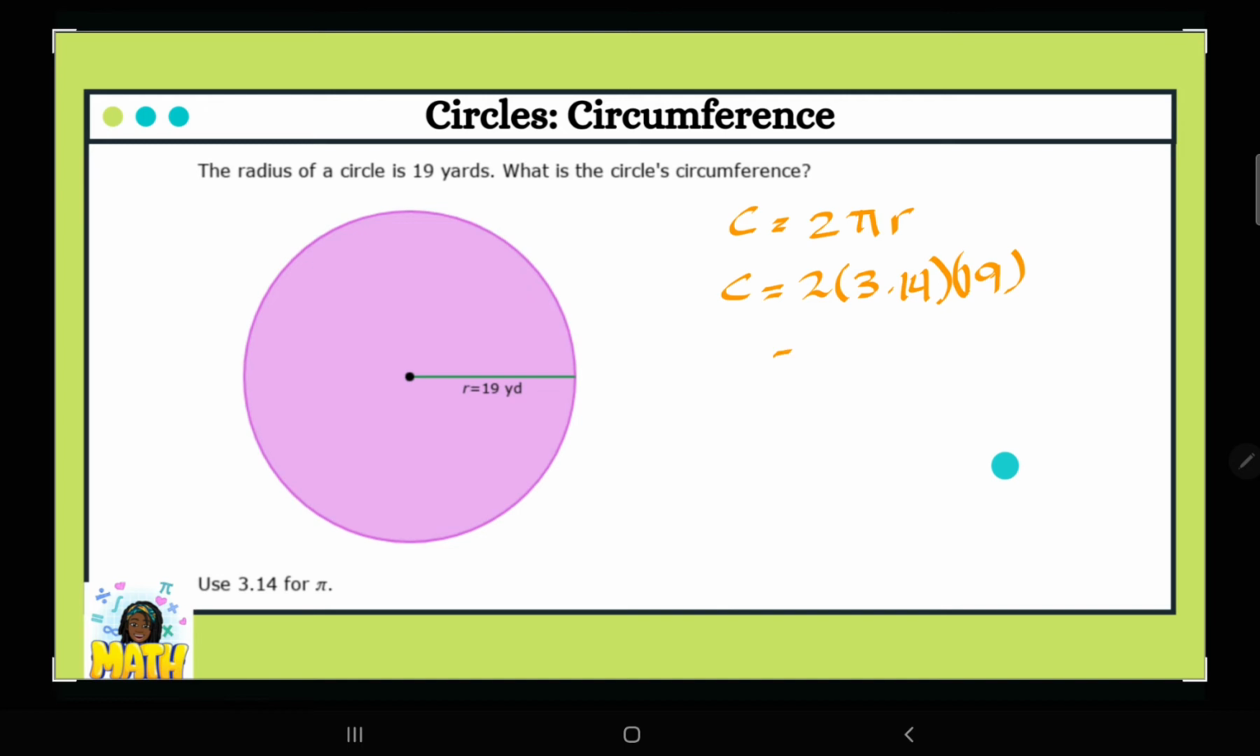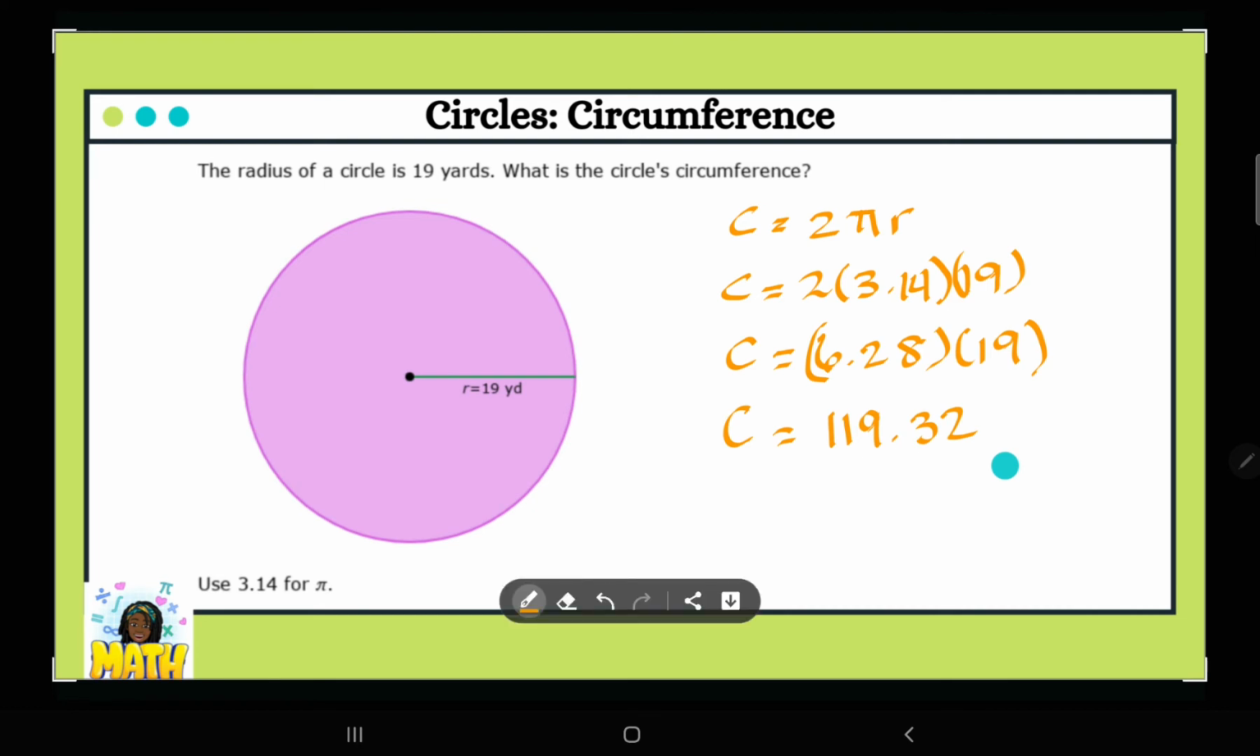2 times 3.14 is 6.28. And then we're going to multiply that by 19. Again, remember your rules for multiplying decimals. So 6.28 times 19 is equal to 119.32. So the circumference is 119.32 yards.